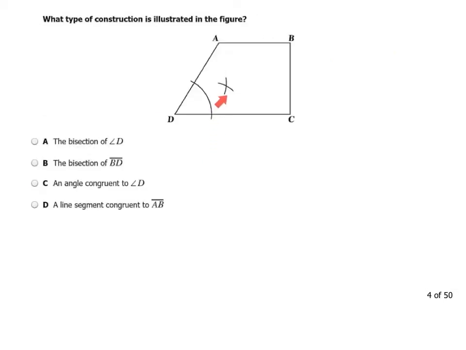In this problem, watch your arcs. A construction is happening when you see the arcs. They're taking a line through a vertex through that. So this is going to be the bisection of angle D.